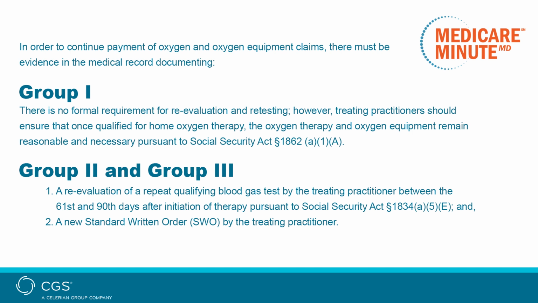Group 2 and Group 3 are a little different from Group 1, but overall, the retesting requirement for Group 2 is unchanged from the old NCD and LCD. Group 3 in the oxygen LCD is a new group, the normoxemic patients, and does have a retesting requirement. Initial coverage of oxygen for patients with Group 2 and Group 3 qualifying blood gas test is initially limited to 3 months. To continue beyond the 3 months, the patient must be retested between the 61st and 90th day after initiation of home oxygen therapy.